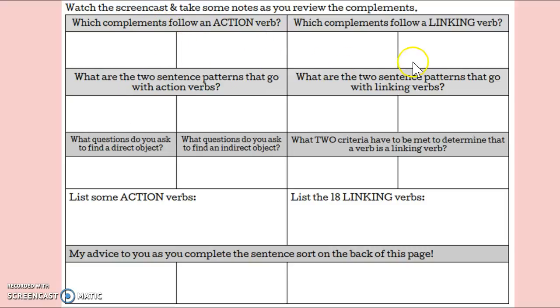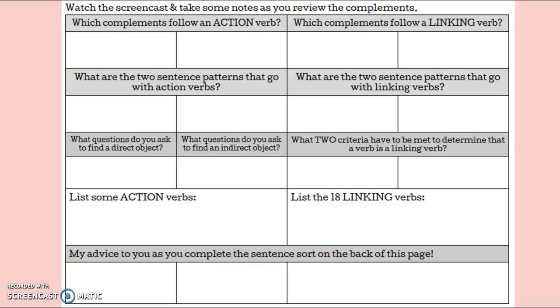These white boxes, these blank boxes, is where you're going to take some notes today as we review the difference between action and linking verbs. So we haven't done action verbs for a couple of weeks, so this will be a good recap. Obviously, if we learned it and have tested on it already, it's something I expect you still to remember.